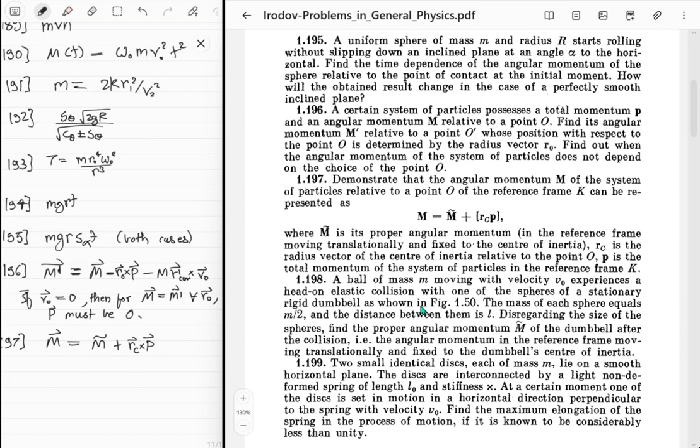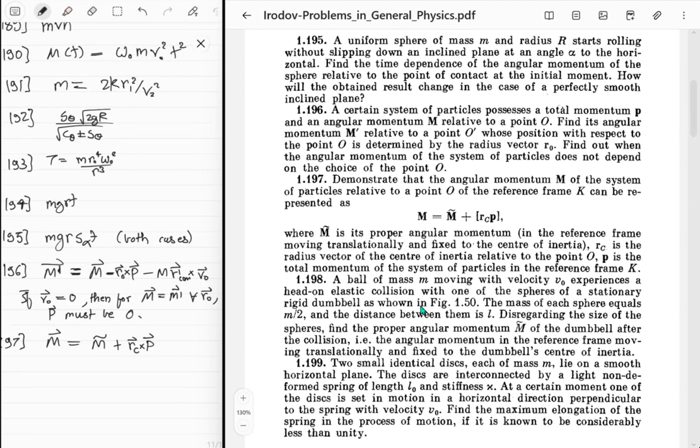Actually, head on elastic collision. Okay, that's kind of important. It's an elastic collision. Oh, come on, if it was fixed then we would have done this easily. It's not fixed.